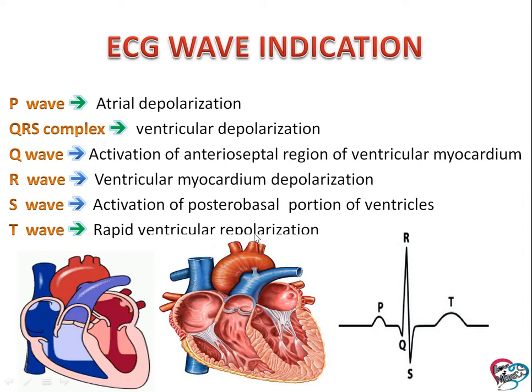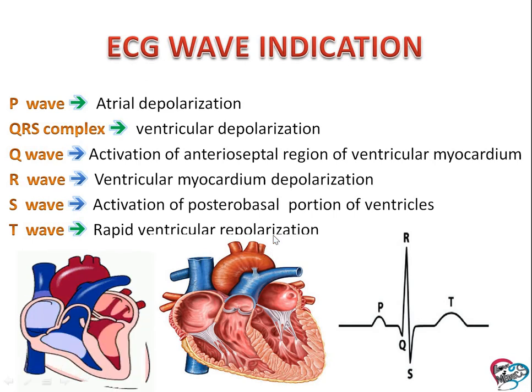P wave indicates atrial depolarization. It means atrial contraction. QRS complex is produced due to ventricular depolarization. It means ventricular contraction. T wave is produced due to ventricular repolarization. It means ventricular relaxation. Now, we have one doubt.